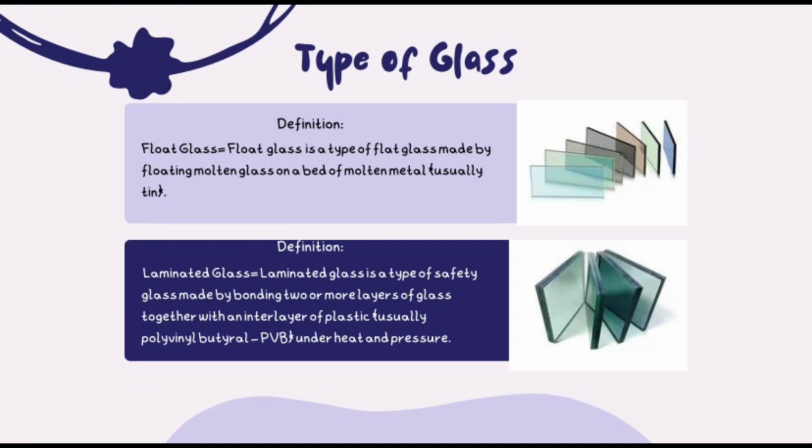Next, laminated glass. Laminated glass is made by sandwiching a layer of plastic PVB between two or more layers of glass. When broken, the glass pieces stick to the plastic layer, making it much safer and harder to shatter. It is commonly used in car windshield, skylight, and safety glass application.